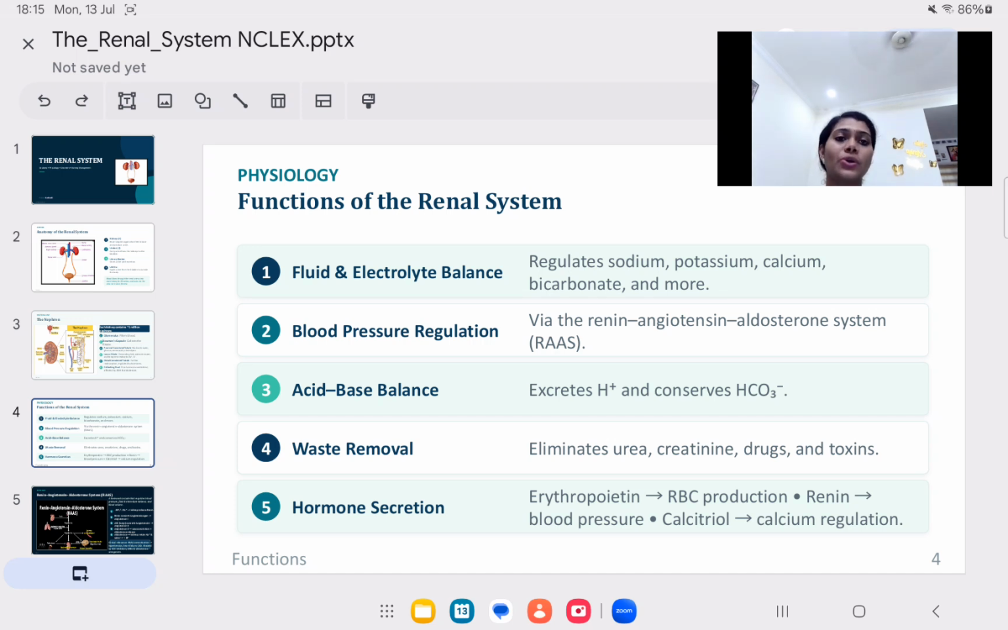Okay. And also through urine, all the waste products are eliminated. The renal system is eliminating urea, creatinine, all the drugs we are having and all the toxins we are having. If we are taking any medications, all the metabolism and necessary things take place, and the toxic, unnecessary materials are removed through the kidney.